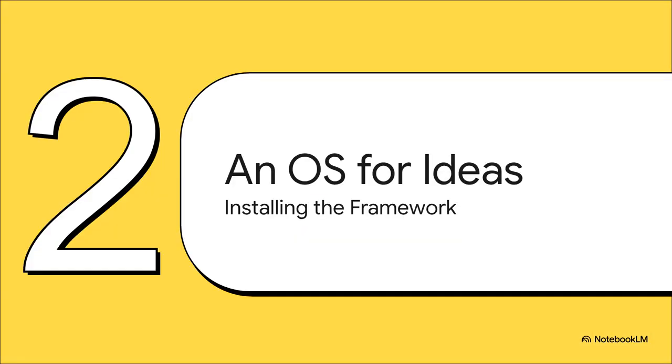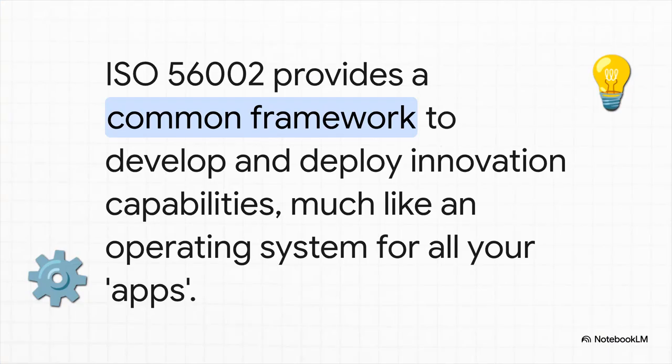So, how do we bring some order to all this creative chaos without crushing the creativity itself? Well, we install a framework. And this is the key metaphor to really get your head around. ISO 56002 is like a universal OS. It doesn't tell you which innovation apps to run, whether you're developing a new product, a service, or a whole new business model. Instead, it provides the common language, the stable platform, and the core processes to make sure that whatever apps you decide to run, they don't crash the whole system.